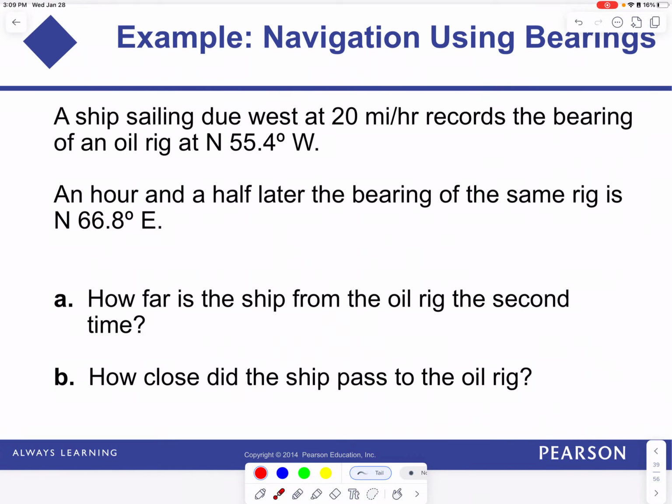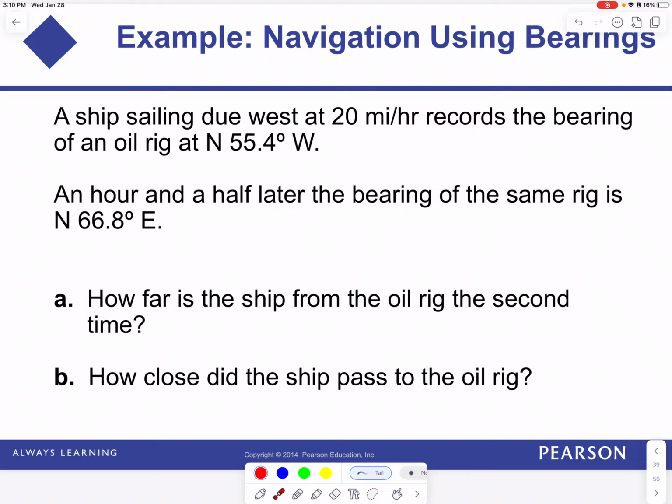So a ship is sailing due west at 20 miles per hour. It records the bearing of an oil rig at north 55.4 degrees west. So on the north line, we create an angle that's 55.4 degrees west, and that's pointing us straight to this oil rig. An hour and a half later, the bearing of the same rig is now north 66.8 degrees east, right? So we've essentially sailed past it.